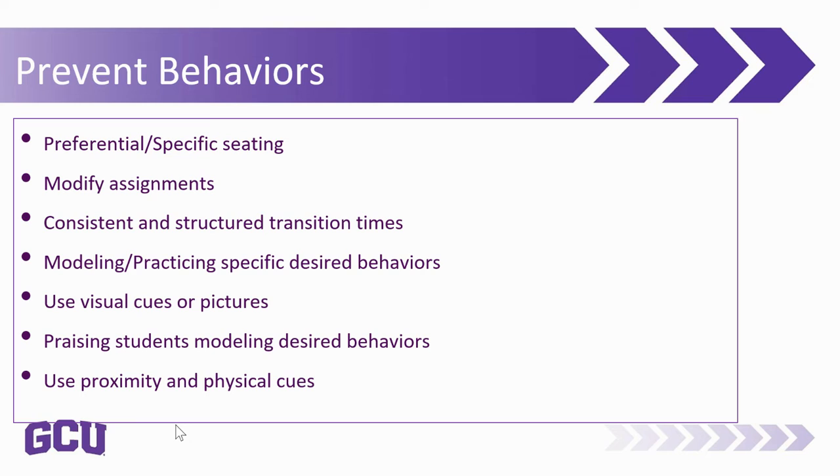If your goal is to prevent a behavior, you might consider preferential or specific seating. Now, thinking about this, ask yourself. Oftentimes, it's considered that preferential seating is putting a student front and center. However, in the past, if I've had a student that may be extremely active, maybe a student who struggles to stay focused, I might choose to put that student on the side of the room or towards the back of the room where they will not interrupt other students.